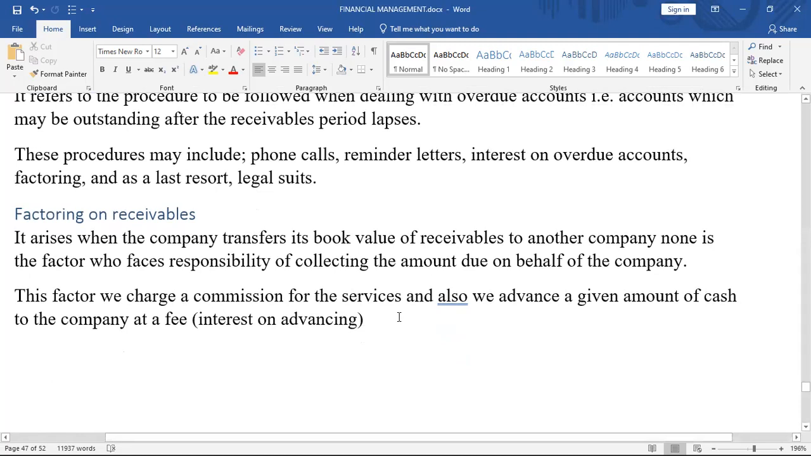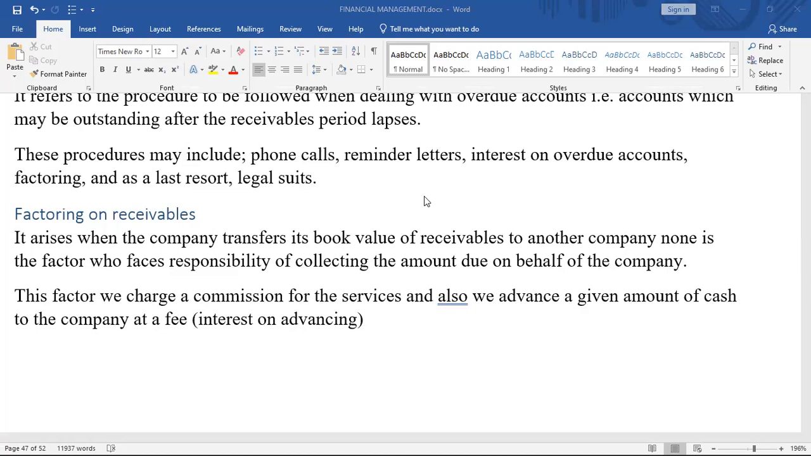So now these are the things which I was able to say when you are dealing with stubborn customers. These are the people who don't want to pay you easily. They just want to mess up your cash flow arrangements within the organization. We normally start with phone calls, then reminder letters, interest on overdue accounts, factoring, and as a last resort, legal suits. These are the procedures we follow when dealing with these stubborn customers.